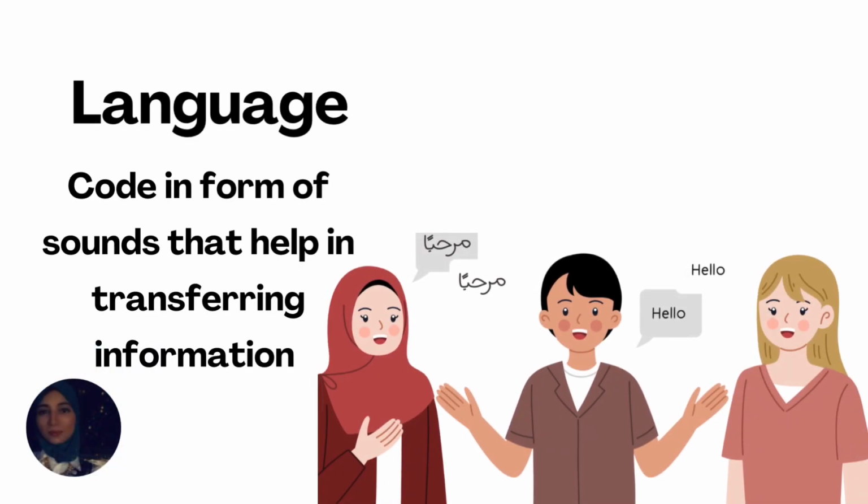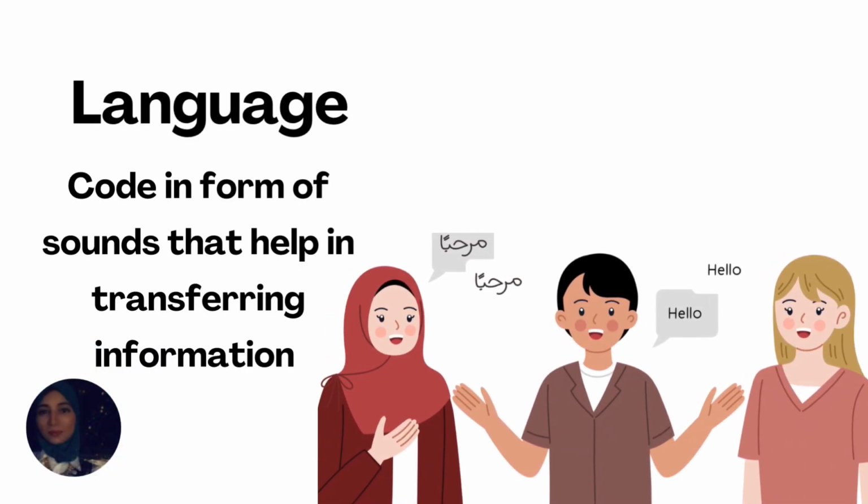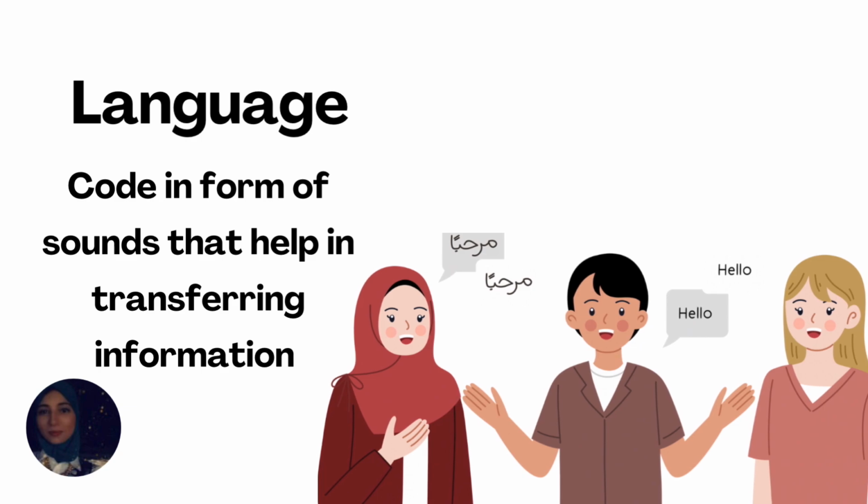Another example for codes is language. Language is a code in the form of sounds because we speak this language. So this is in a form of sound that helps people to transfer information, as we can transfer information by talking with each other using our language.